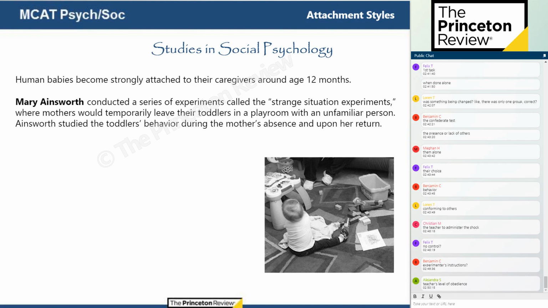So we've got a very famous study conducted by Mary Ainsworth, known as the strange situation experiment, where moms would leave their babies in a playroom with an unfamiliar person, and they looked at the baby's behavior when mom left and when she came back.